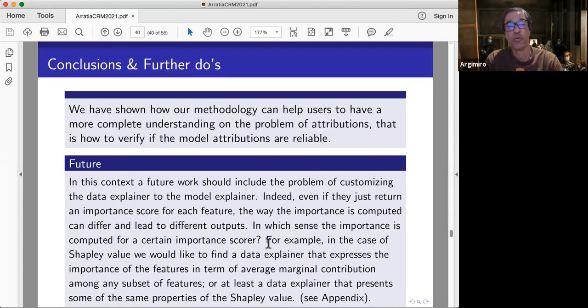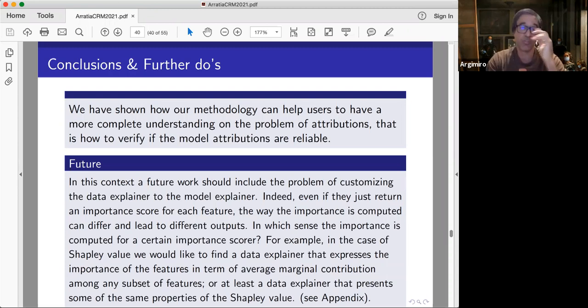Okay, so what we have shown with this methodology is that we can actually help users to have a more complete understanding of the problem of attribution, that is, to verify if the model attributions are reliable.